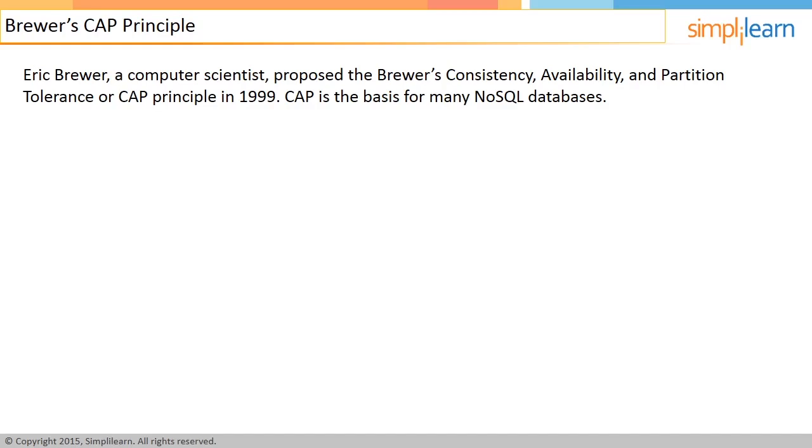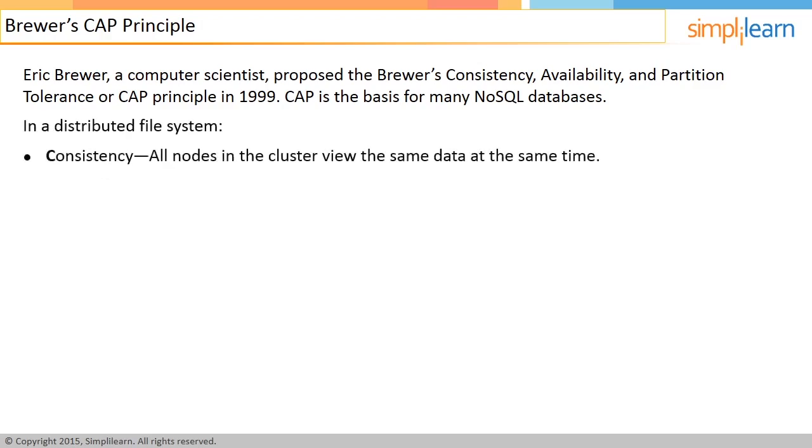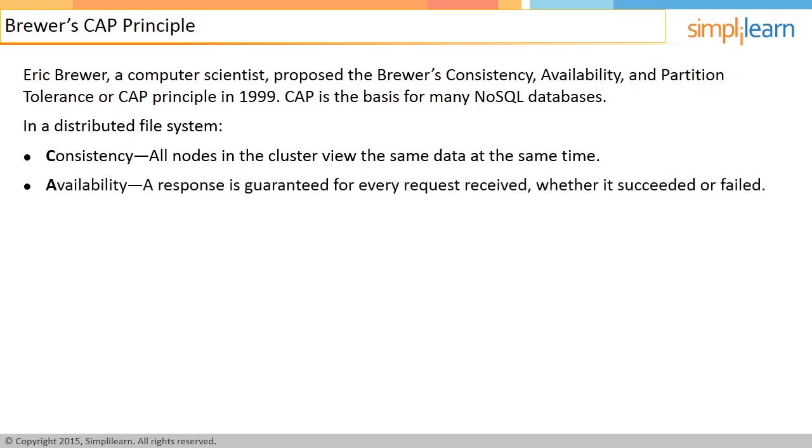Eric Brewer, a computer scientist, proposed the Brewer's consistency, availability, and partition tolerance, or CAP principle in 1999. CAP is the basis for many NoSQL databases. In a distributed system, consistency means that all nodes in the cluster view the same data at the same time. Availability means that a response is guaranteed for every request received. The response can be in terms of whether a request was successful or it failed.